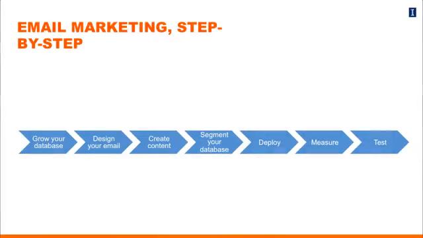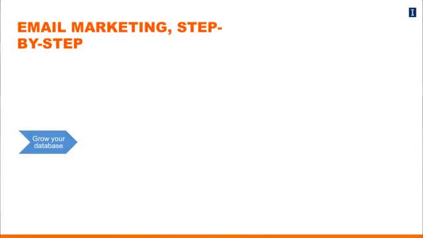As we have with web design and development and several other elements of digital marketing, let's look at the step-by-step process in email marketing. Some of these steps will likely look familiar as several things play across digital channels. First, grow your database. I talked about this a little bit in the last lecture about the database and using it for email marketing. This is the most important asset in an email campaign.